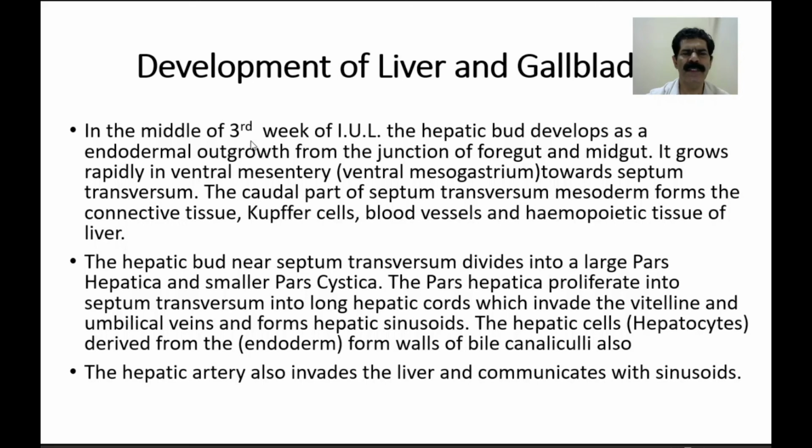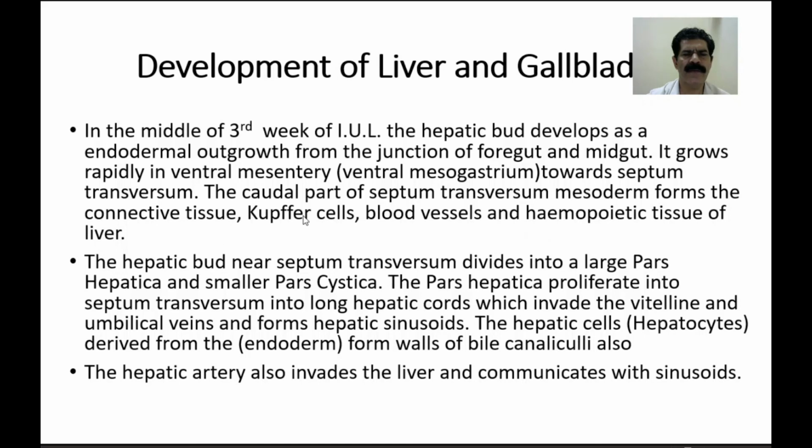Now next we take the development of the liver and the gallbladder. In the middle of the third week of intrauterine life, the hepatic bud develops as an endodermal outgrowth from the junction of the foregut and the midgut, and it grows rapidly in the ventral mesentery or ventral mesogastrium towards the septum transversum, and the caudal part of the septum transversum, as we know, is of mesoderm, which gives rise to the connective tissue, the Kupffer cells, the blood vessels, and the hemopoietic tissue of the liver.